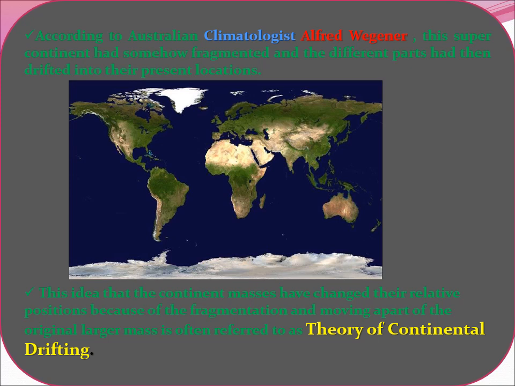According to the Australian climatologist Alfred Wegener, these supercontinents had somehow fragmented and the different parties had then drifted into their present location. Kana jechuun maali? According to the Australian climatologist, namtichi climatologist warra Australiaati, nama climate study ka godhu ture, Alfred Wegener ka jennuun kuni, these supercontinents had somehow fragmented and the different parties.